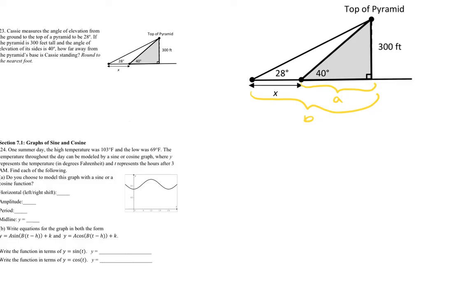So we're going to be able to use that to find x. So step one, let's find A. If we use this angle 40, tangent of 40 degrees is going to be equal to 300 over A. So solving for A, we get A is equal to 300 over tangent of 40 degrees, which is approximately 357.526.